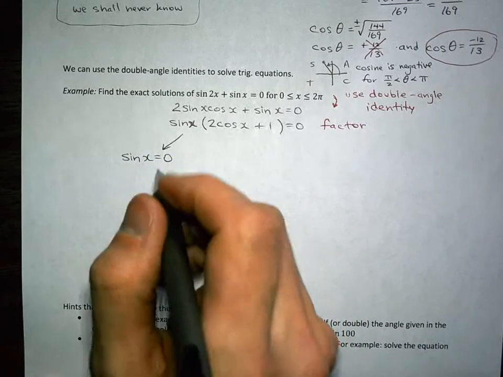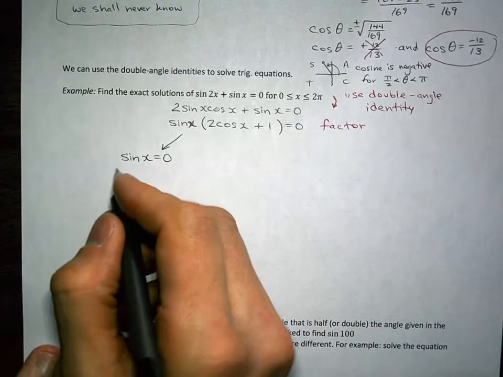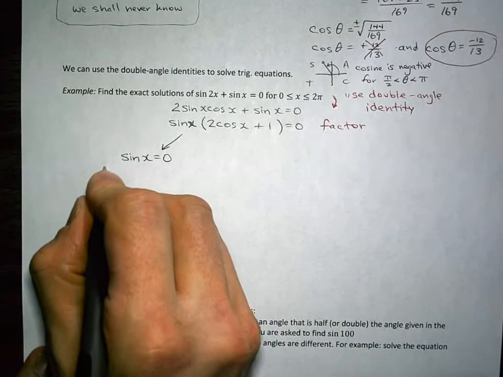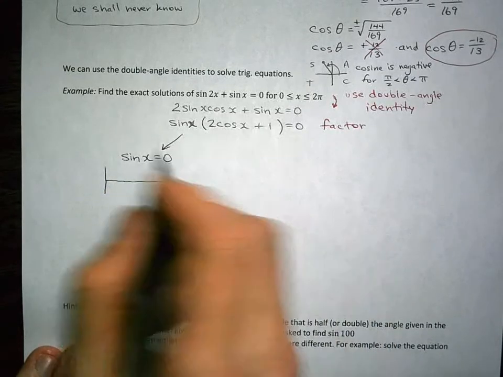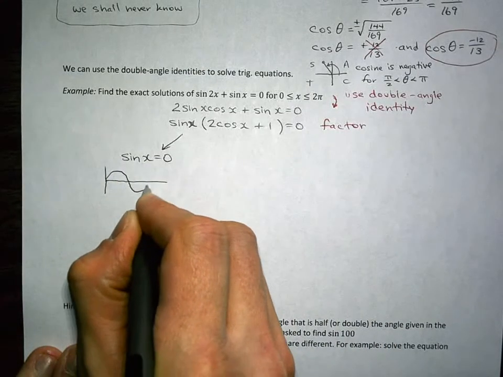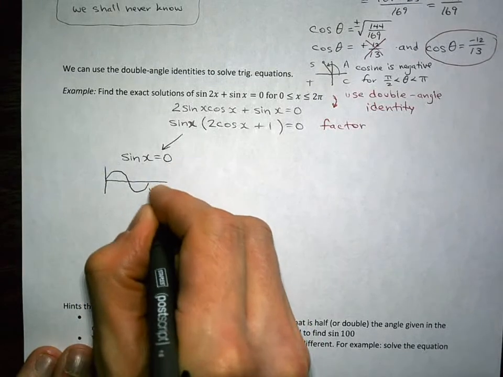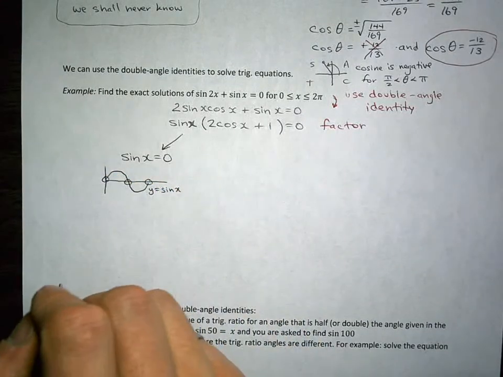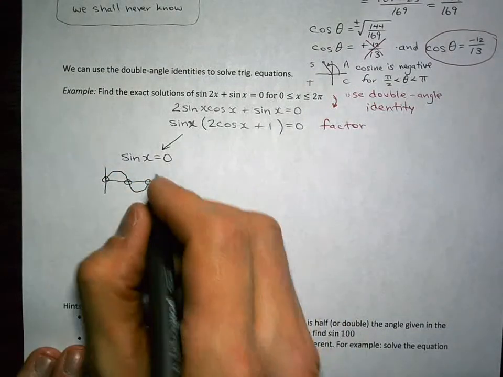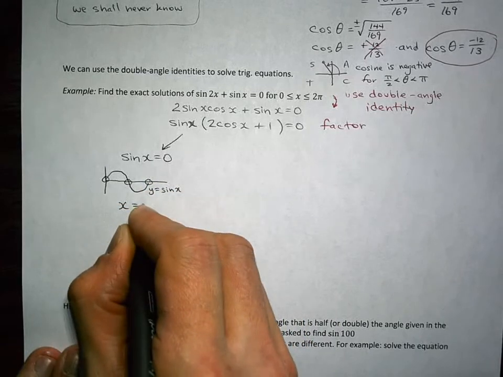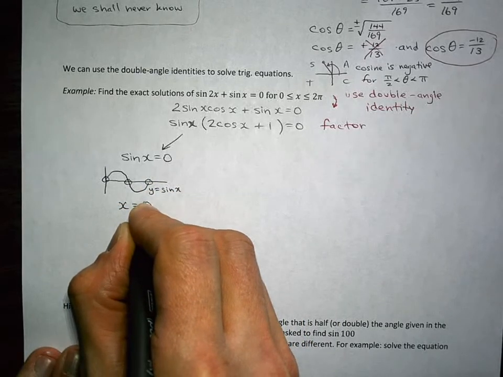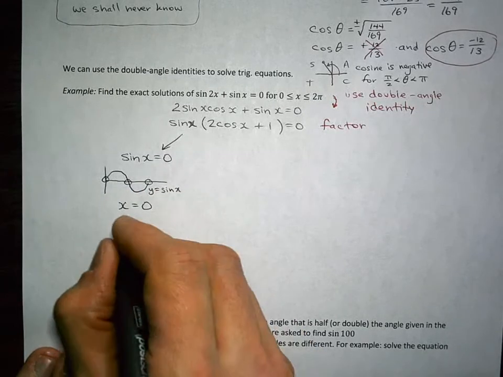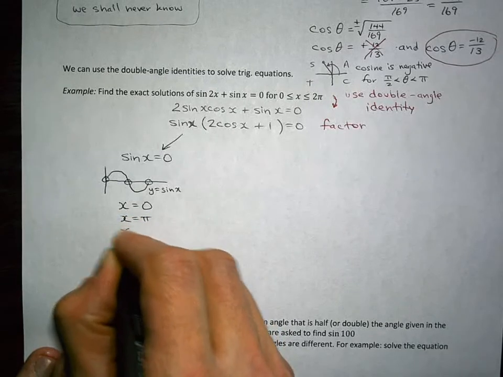When does this happen? Well, you could use your unit circle. I tend to prefer to solve a question like this. I know this is either 0, 90, 180. I always get confused. The best way I find to do this is to just think of the sketch of the curve sine x. This is y equals sine x. Where is sine x equal to 0? Well, here, here, and here. That's how I tend to remember this. So this is true at x equals 0, x equals pi, and x equals 2 pi.